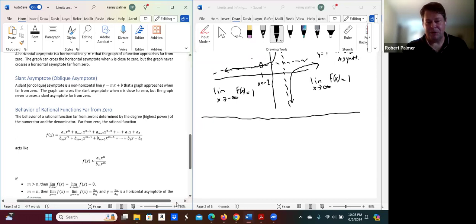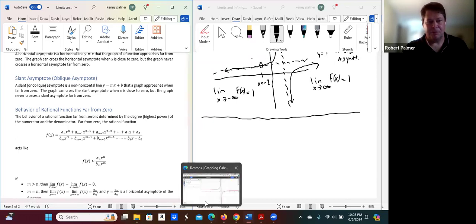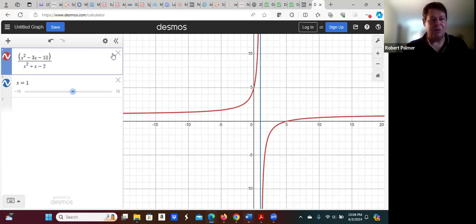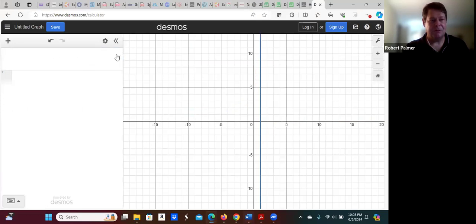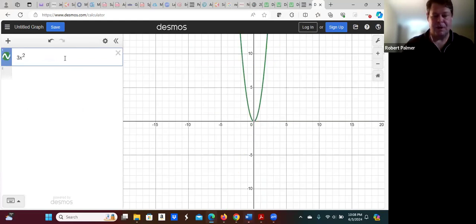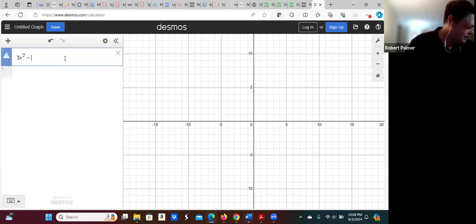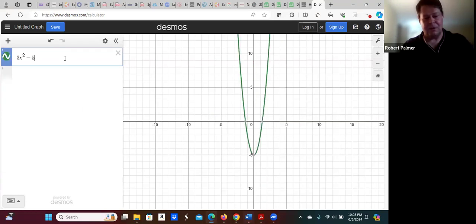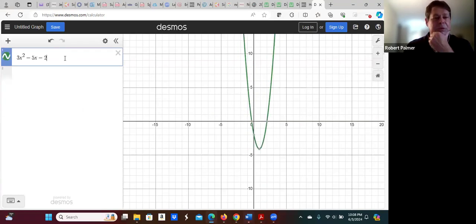So let's go back to Desmos. Okay, actually, let's get rid of these functions and take a look at a new function. First off, let's just take a look at a polynomial. So 3x squared minus 5x minus 2. Okay, it's a parabola. It's a second degree polynomial.